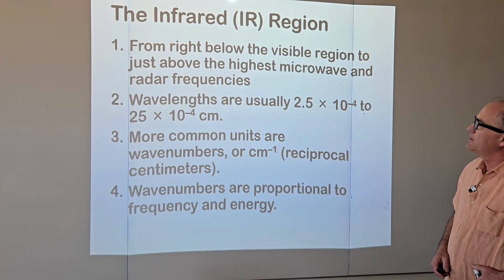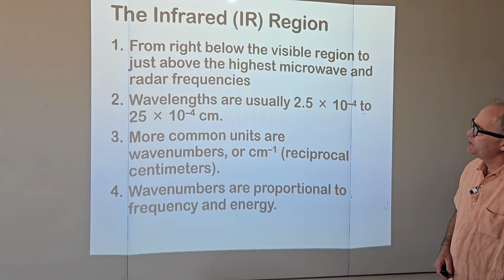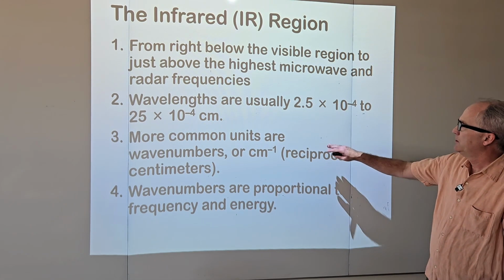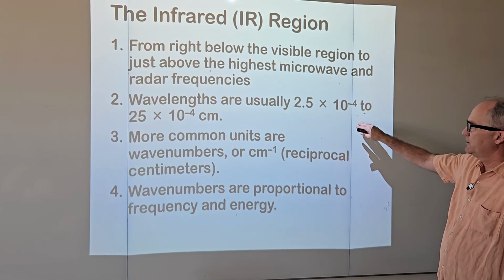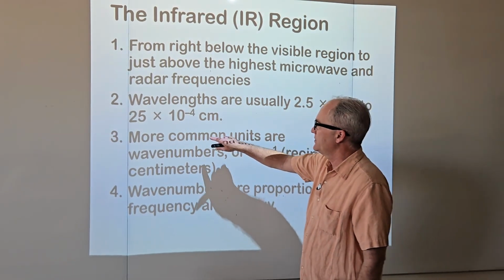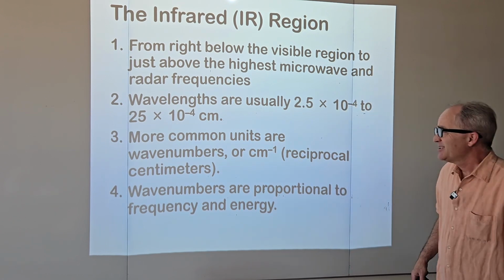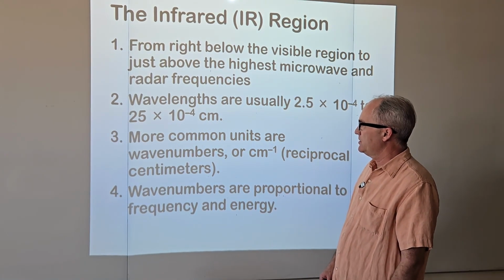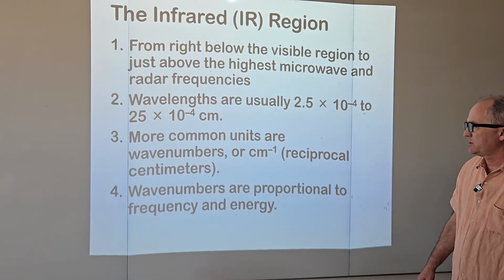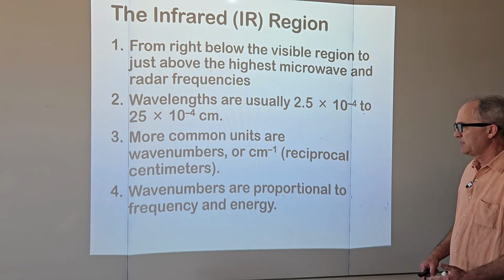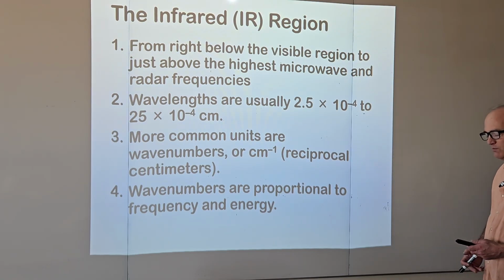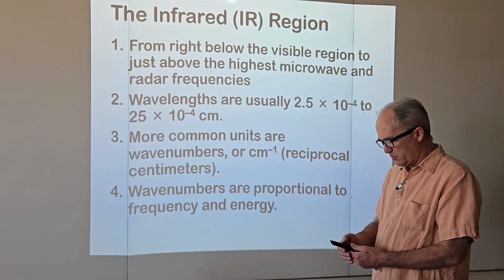We're going to focus on right below the visible region, just above the highest microwave and radar frequencies. We have these wavelengths that are usually 2.5 times 10 to the negative fourth to 25 times 10 to the negative fourth centimeters. More common units are wave numbers, or reciprocal centimeters. Wave numbers are proportional to frequency and energy.